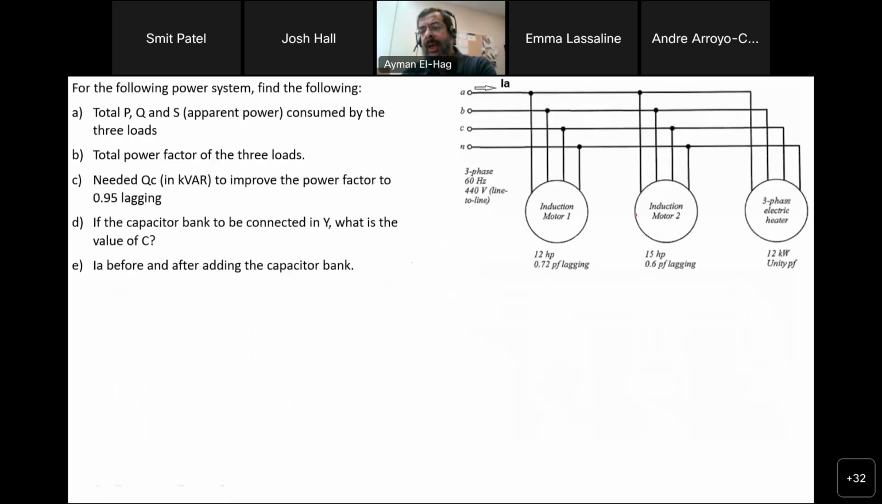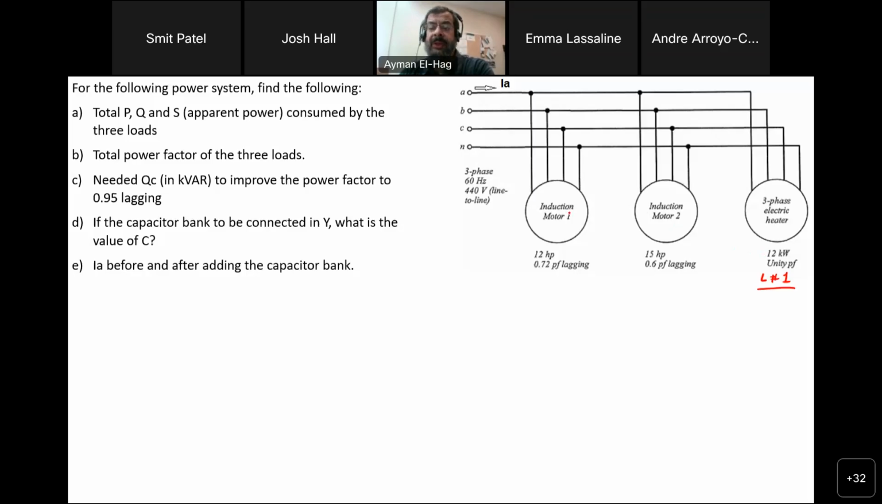In this question, we have three loads. The first one to the right, I will call load number 1. It is an electric heater. Electric heater, as we mentioned before, is more of a resistive load, so it has a unity power factor, and we know P is 12 kilowatt. The second and the third loads are induction motors.